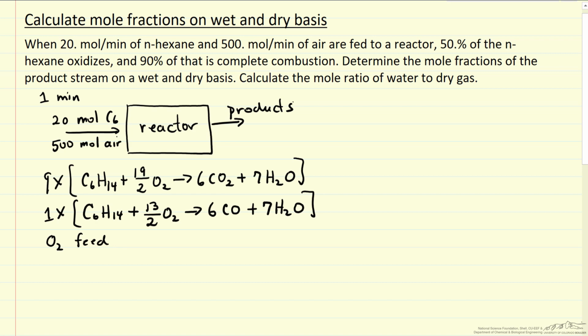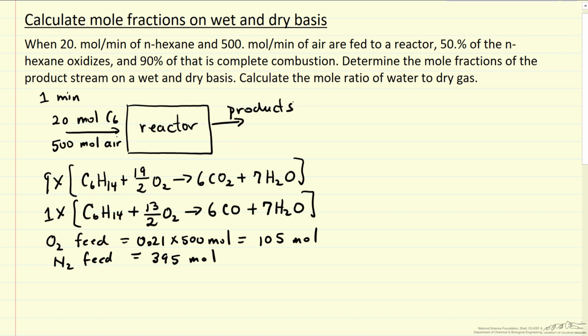So the feed for oxygen, if we assume about 21% of air is oxygen, is 21% of 500 moles. So we're feeding 105 moles. That means the nitrogen feed is 500 minus 105, so 395 moles of nitrogen.